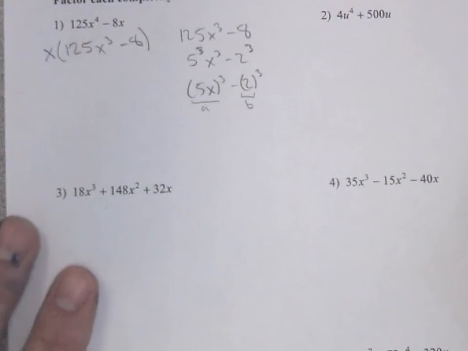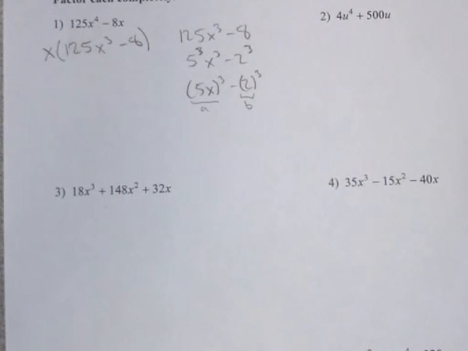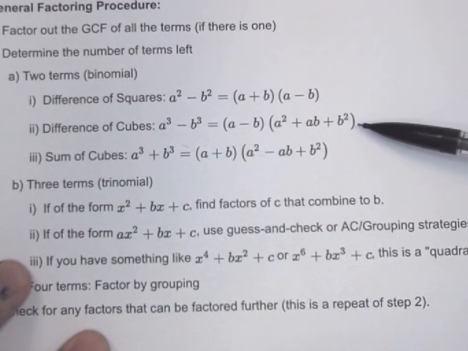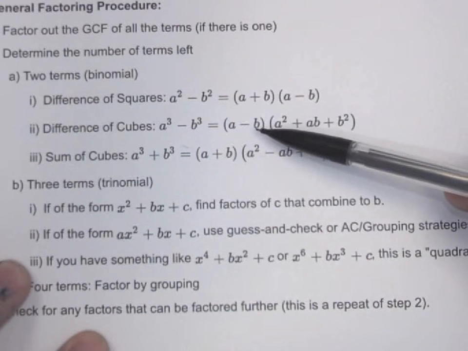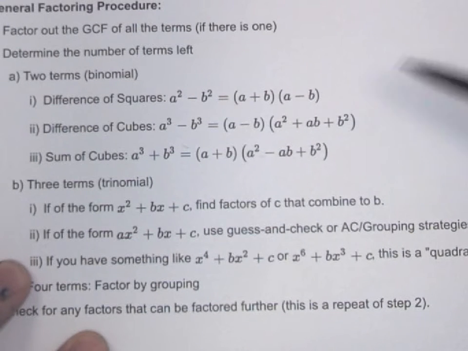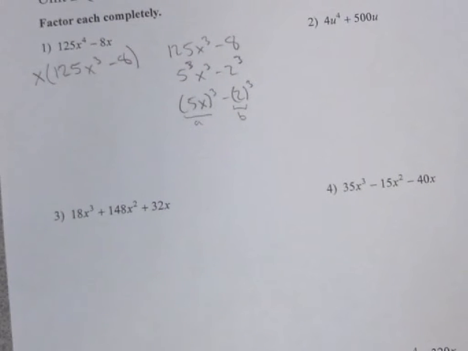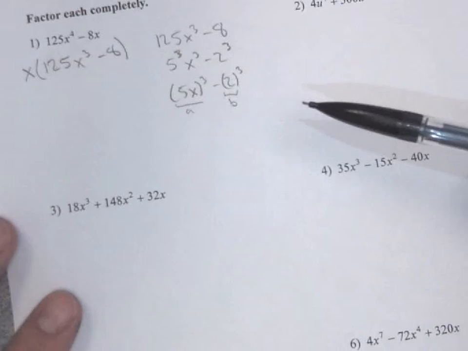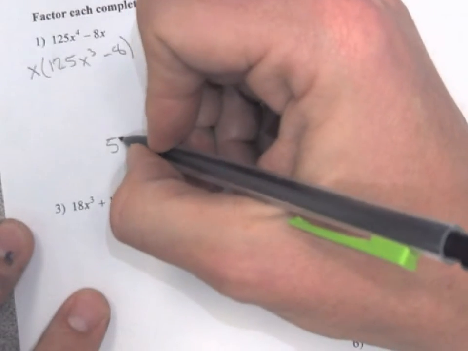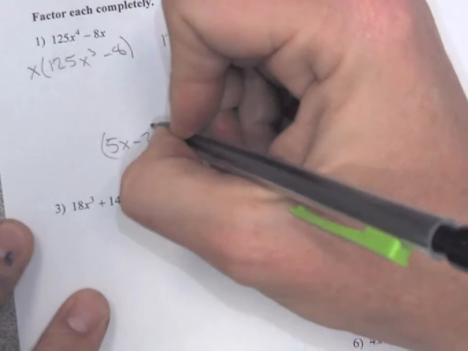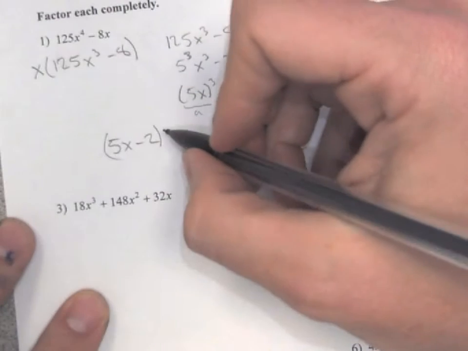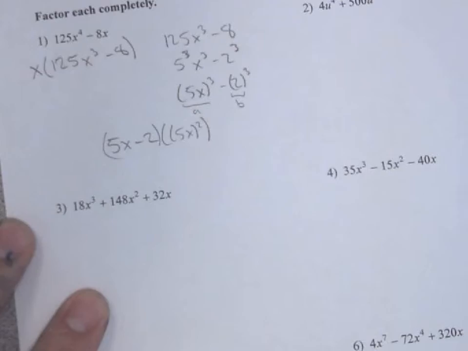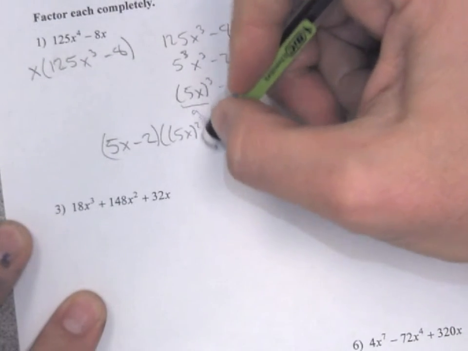And we're going to use 5x and 2 instead of a and b, and we're going to use this template. So this template says I need a minus b, and then a squared plus ab plus b squared. Okay, so if my a is 5x and my b is 2, that's going to leave me with 5x minus 2, that's the a minus b part. And then I'm going to have a squared, which would be 5x squared in this case. Sorry, extra parenthesis there that I don't need.